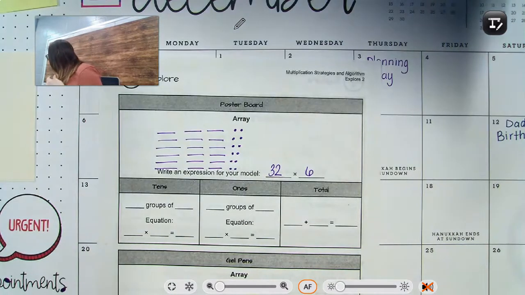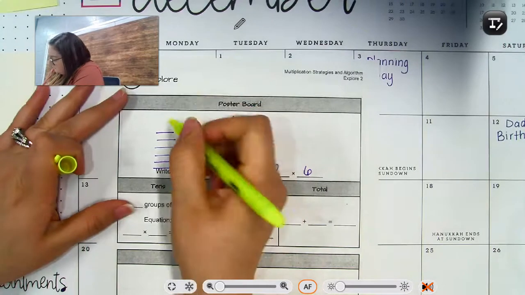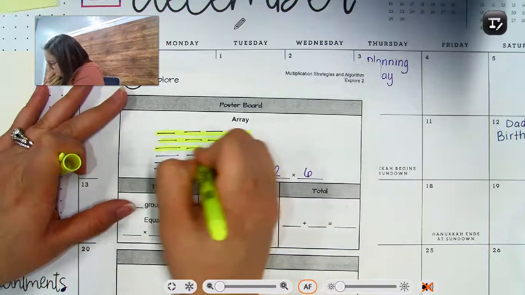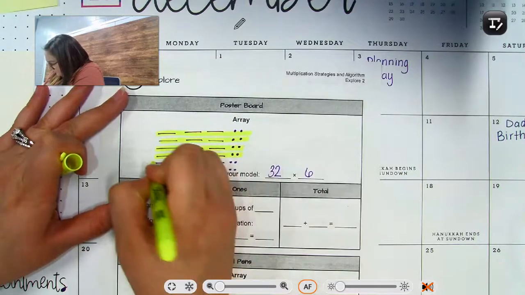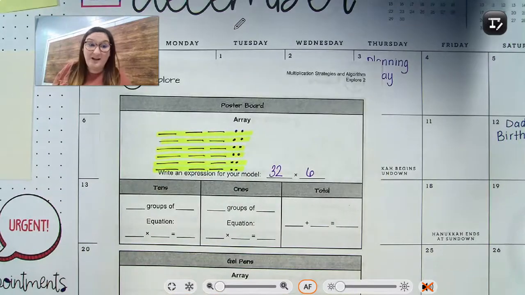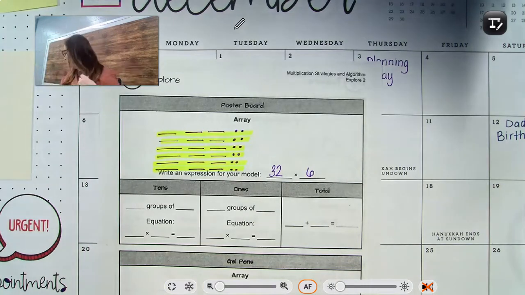So if I were to, here's group 1, group 2, group 3, group 4, group 5, group 6. Because think about it, guys, if we were to have to draw a group with 32 dots in it, that would take us a long time. So we're breaking it up into tens and ones.